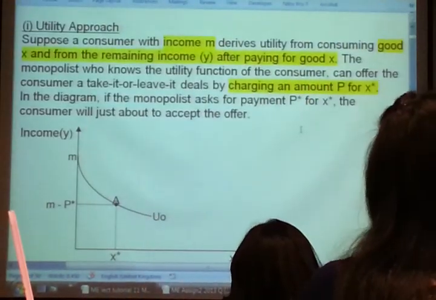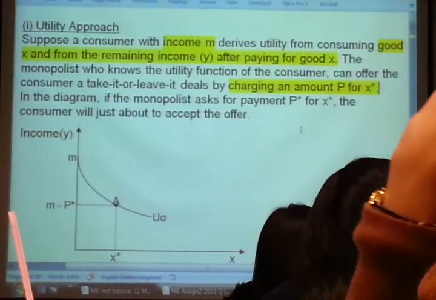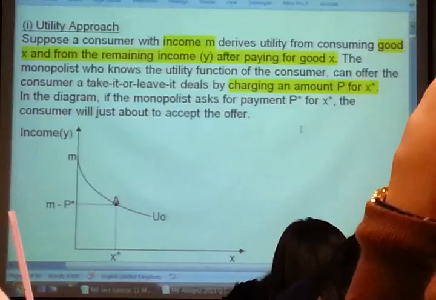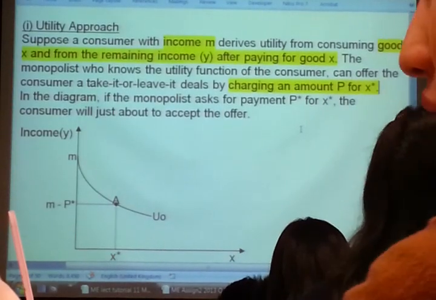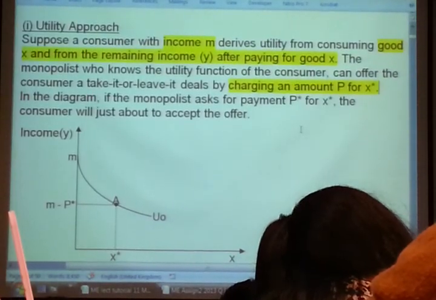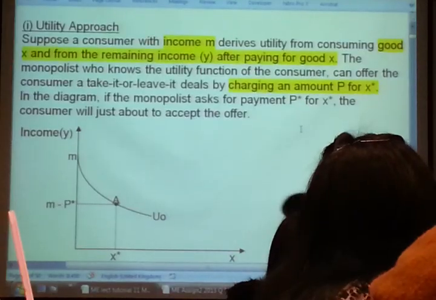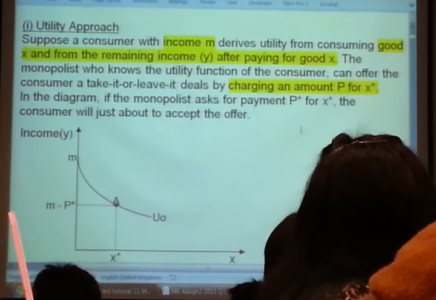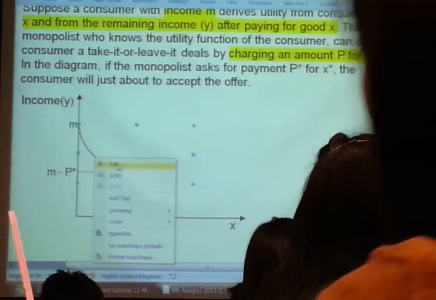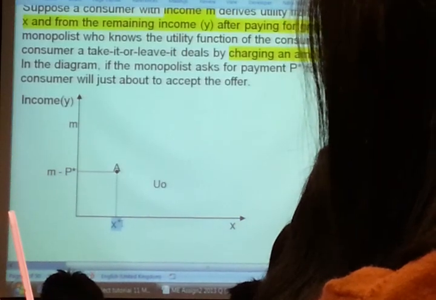Now, if you are the monopolist, you offer a take it or leave it offer. So you come to this consumer: I offer you X star, 100 units of X, for P. So if you are the monopolist, how should you find P? If you can perfectly discriminate, what price should you set for X star units of X? Well, if you look at this diagram, there are two things. You offer this guy X star units of X, you charge him P star.